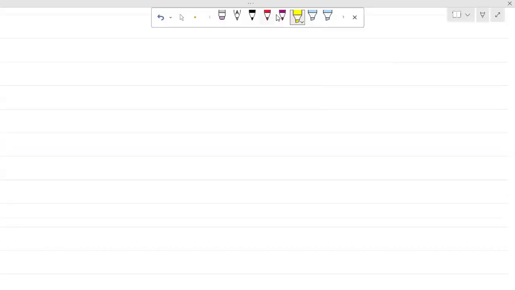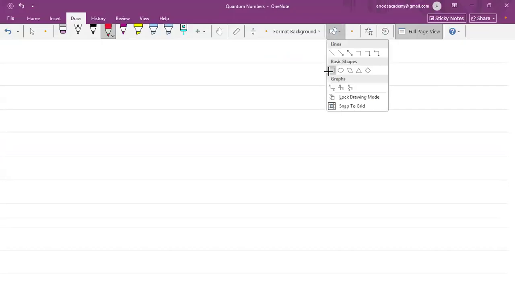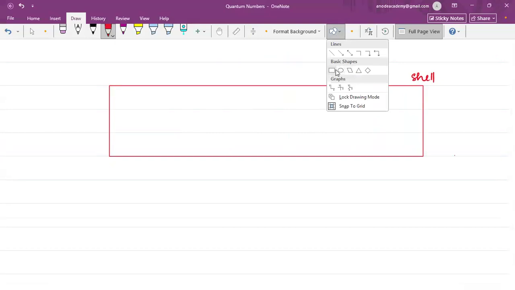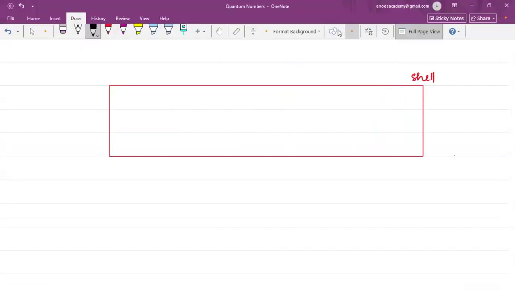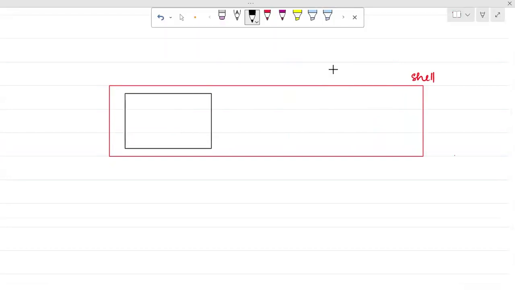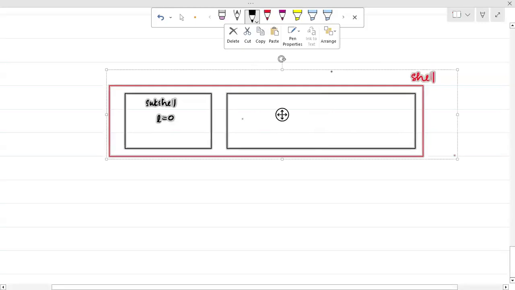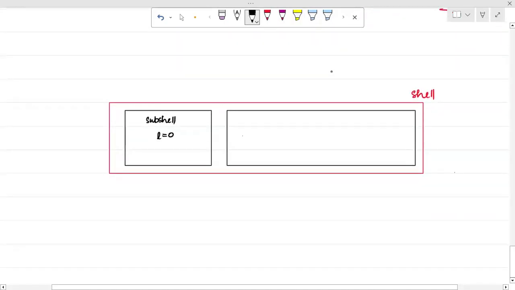Now, see, this is what I'm saying, okay? If I want to pictorially represent it, let's say that this is my shell. This is just a pictorial representation, okay? And inside the shell, I have subshells. So this is my subshell, let's say subshell 1 or L is equal to 0. And I have another subshell inside. This is another subshell, L is equal to 1.